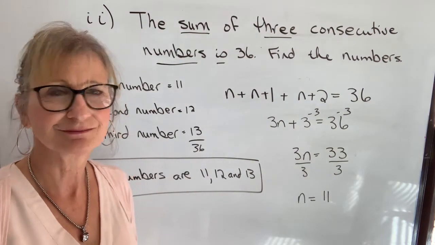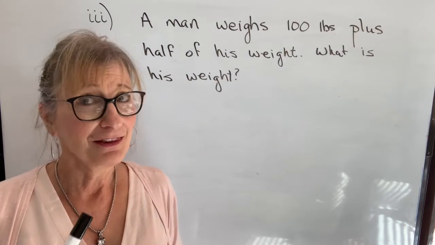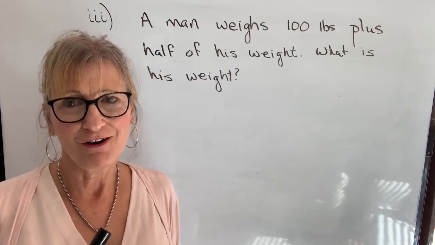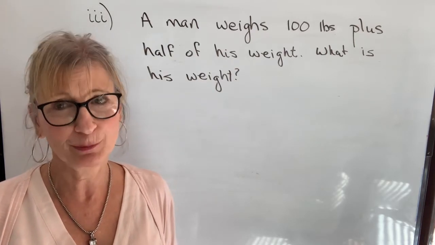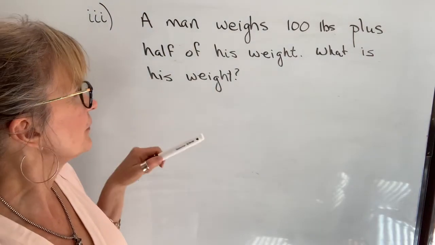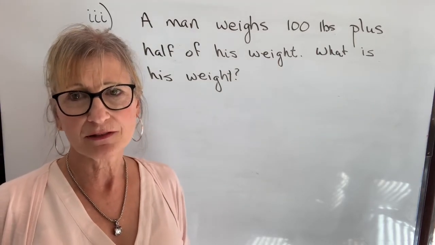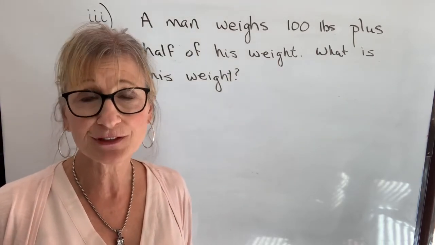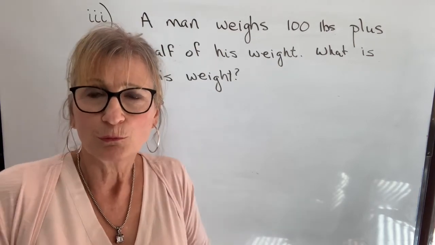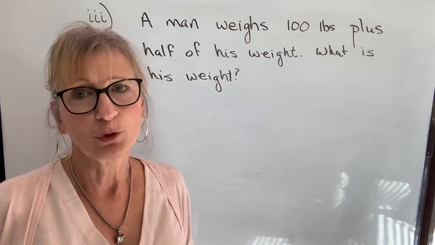Let's look at another one. This next word problem is a bit of a brain teaser. I love it because most people, when they look at it, are going to immediately give you an answer, and it's probably going to be wrong. So the question says, a man weighs 100 pounds plus half of his weight. What is his weight? And when I ask people that, they always immediately say, oh, 150 pounds. I'm going to show you how we can use algebra or word problems to actually find this without doing that guessing and in a more logical way.